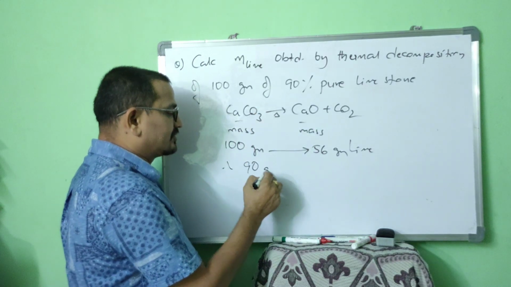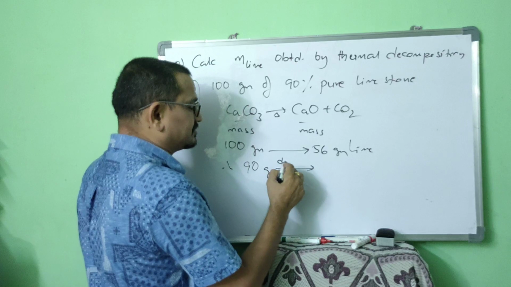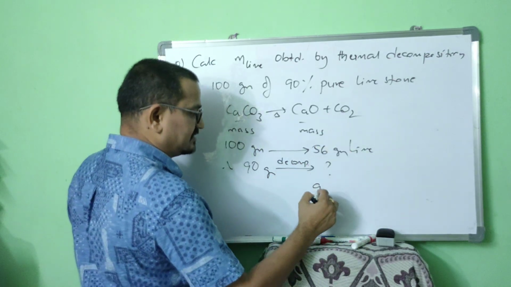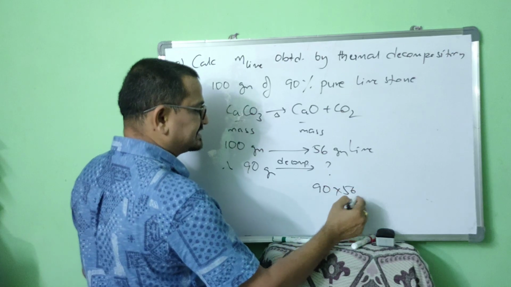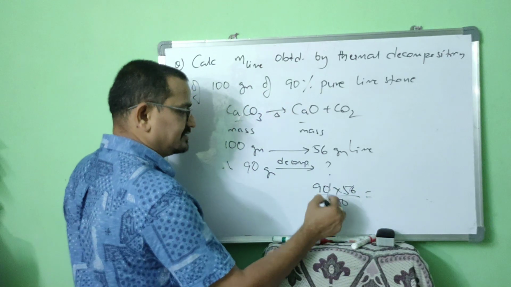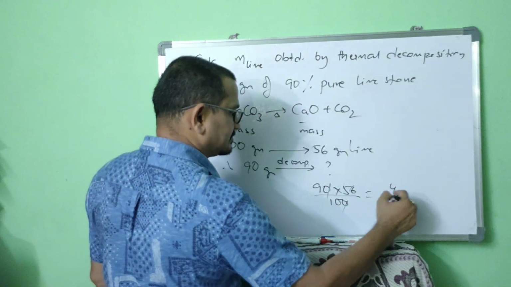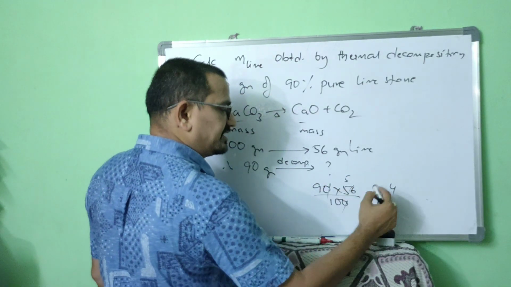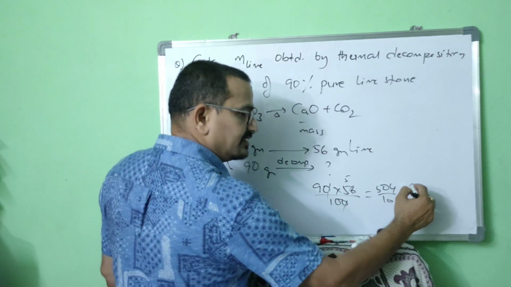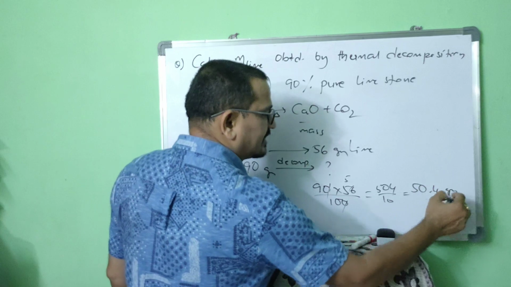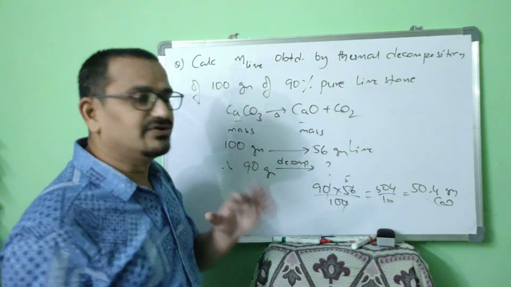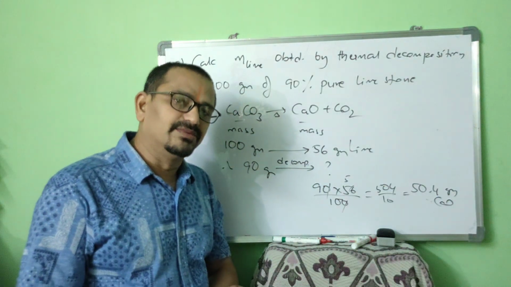So therefore 90 grams on decomposition gives how many grams? Crisscross method. 90 into 56 by 100. So it's a simple calculation, right? 45 plus 4, right? 504 by 10. 50.4 grams of lime will be found. So this is the percentage purity model of numerical questions.